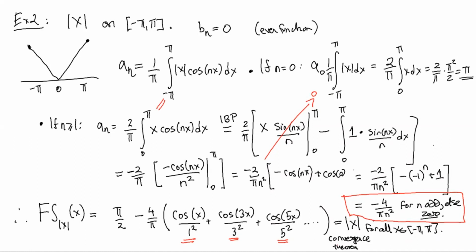Wait, why is it only for odd numbers? Well, you have to do a little calculation here, right? So if n is even, then what's -1 to the even? It's 1, right? You get -1 plus 1 equals 0. Does that make sense? Okay, I see now. Thank you.